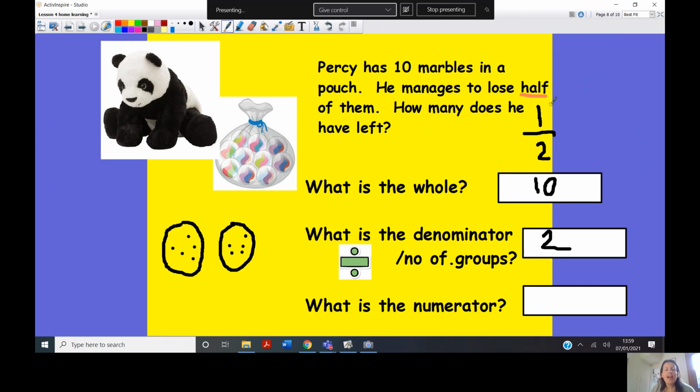What is our numerator here? Again, our numerator is 1. So we only need to know how much in one group. How many are in one group? 1, 2, 3, 4, 5. So Percy has lost half of his 10 marbles, which means he has 5 left, because 10 between 2 equal groups is equal to 5.